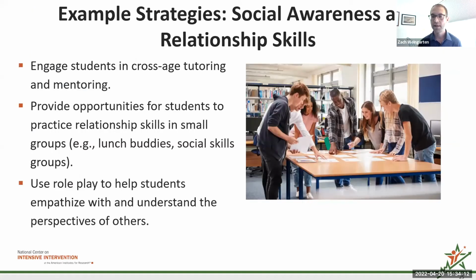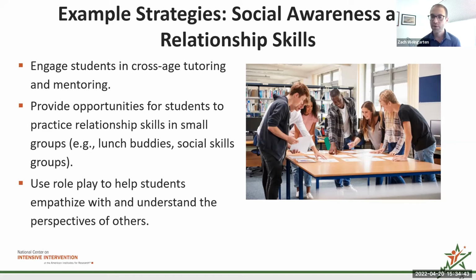On the next slide, we have some additional strategies for social awareness and relationship skills. These strategies really fit into that interpersonal category. We started with intrapersonal, thinking about our own behavior, and then the next set of strategies really is interpersonal, thinking about how we are interacting with others and understanding social situations. Social awareness and relationship skills are the two competencies there.